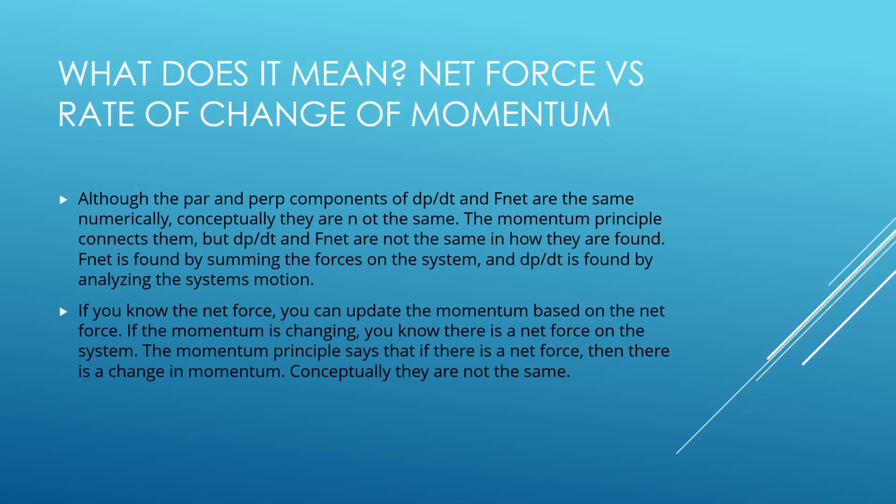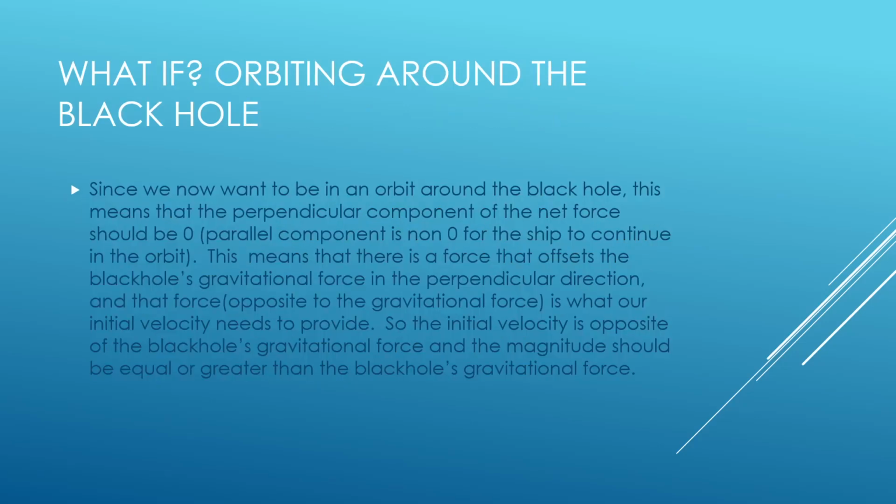Net force versus rate of change of momentum. Although the parallel and perpendicular components of dp/dt and F net are the same numerically, conceptually they are not the same. The momentum principle connects them, but they're not the same in how they're found. Net force is found by summing the forces on the system, while change in momentum is found by analyzing the system's motion. So if we know the net force, we can update the momentum based on the net force. If the momentum is changing, we know that there is a net force on the system. The momentum principle says that if there is a net force, there's a change in momentum, so conceptually they're not the same.